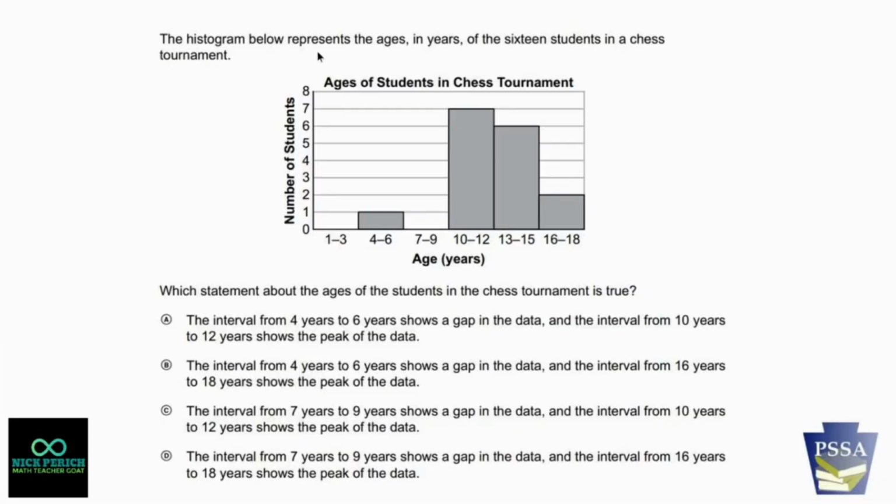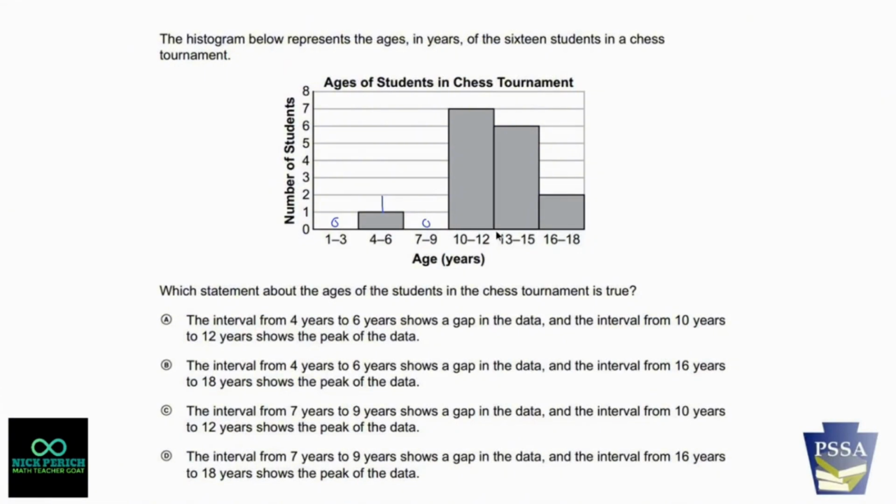The histogram below represents the ages in years of the 16 students in a chess tournament. So the ages of students in a chess tournament, between the ages of 1 to 3, there's nobody. All right, makes sense. I don't see any babies doing chess. Between the ages of 4 and 6, you have one person, a little genius over there, a little Sheldon Cooper. Between the ages of 7 to 9, you have nobody. So I'll put zeros there just for funsies.